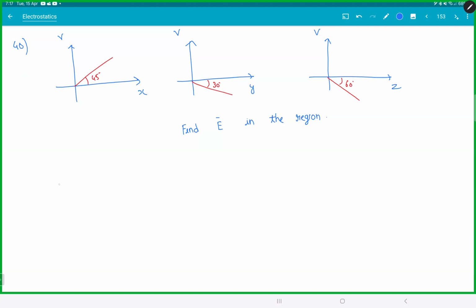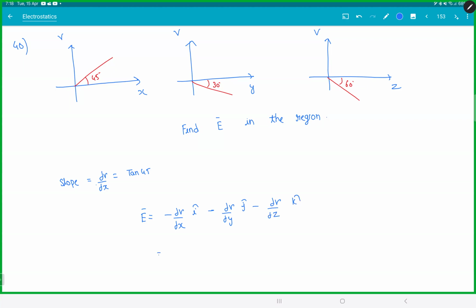So what is this thing here? Basically, it is the slope. The slope in the Vx graph will be dou V by dou x, which is tan 45. So you can directly do field E is equal to minus dou V by dou x i cap. So that's the slope in the Vx graph. Dou V by dou y, slope in the Vy graph.